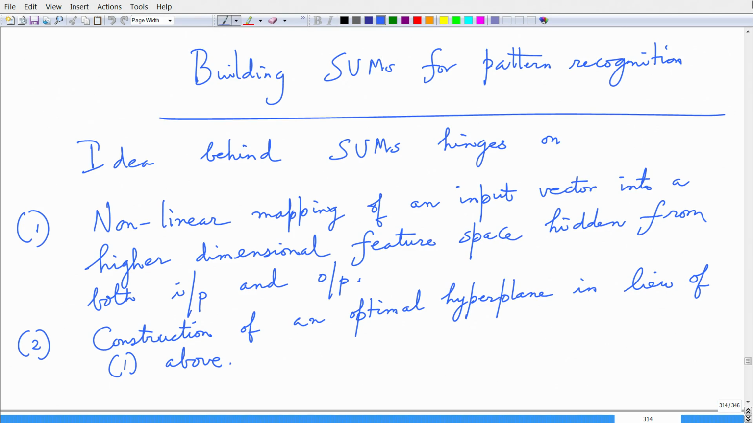Okay. The idea behind SVMs hinges on two important things. First, there is a nonlinear mapping of an input vector into a higher dimensional feature space which is hidden from both the input and the output, and we need the construction of an optimal hyperplane in lieu of one.